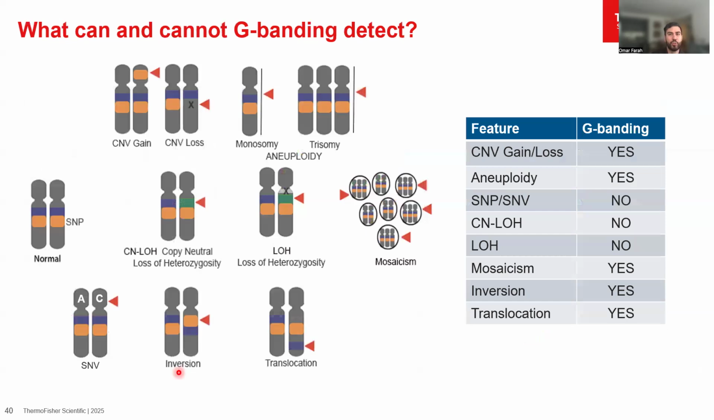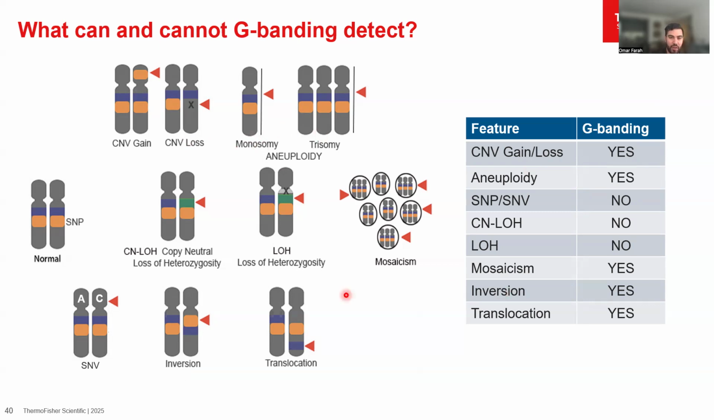I won't go into too much detail about G banding specifically when it comes to karyotyping, but I did want to point out that this type of assessment allows you to look at your chromosomal integrity, right? And it can detect things like chromosomal gains or losses, whether they're in specific smaller areas or their entire gains and losses of chromosomes, like trisomy or monosomy.